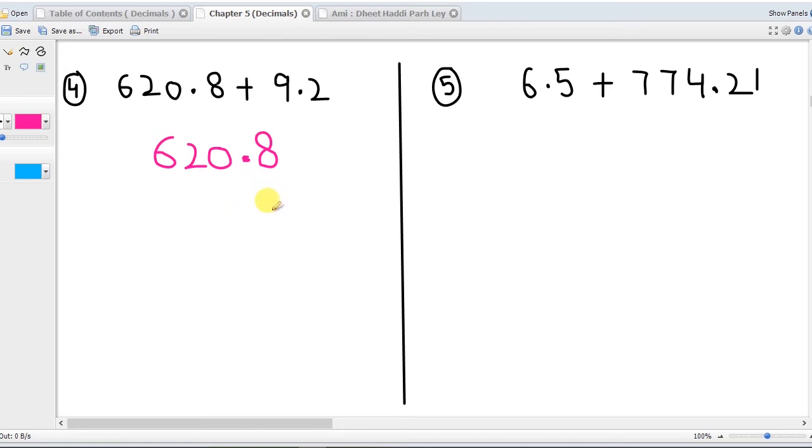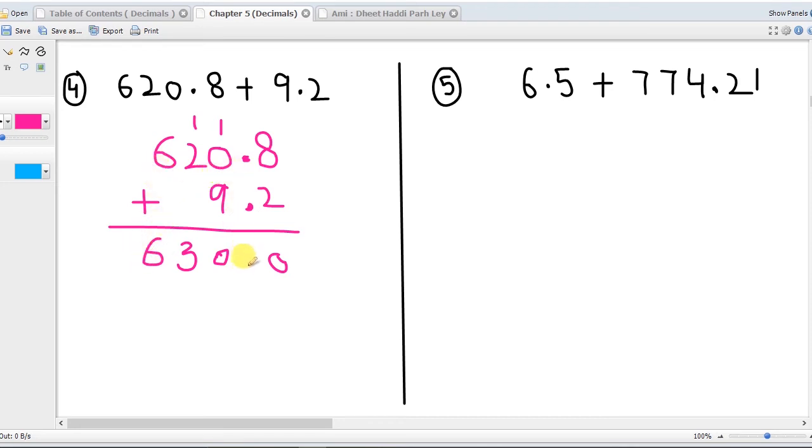See, the clue is simple. Always put the decimal point below the decimal point. So this is the decimal point, so write the decimal point here. Now what is the number? 9.2. So simply write 9.2 here. Now we just need to add these numbers. So 8 plus 2 is 10. 1 goes on carry. 1 plus 0 is 1. 1 plus 9 is 10. 1 goes on carry. 1 plus 2 is 3. And there is no number with this 6 to add, so simply shift this 6 down.